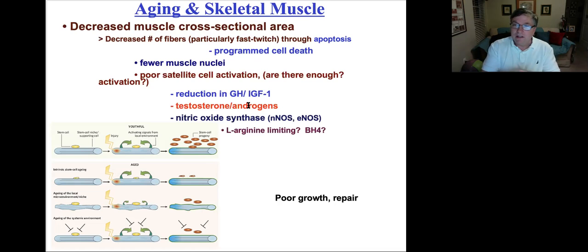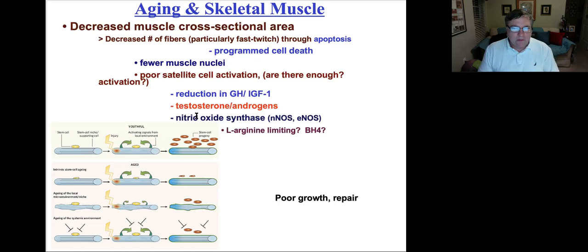Insulin, if you have insulin-related problems with type 2 diabetes, that's also going to interfere with activation of satellite cells. And then nitric oxide. Nitric oxide helps to activate satellite cells. That's been known for, gosh, about 20 years now. It was first discovered in the year 2000 by a group up in Canada. So maybe L-arginine, maybe tetrahydrobiopterin. That may be a mechanism.